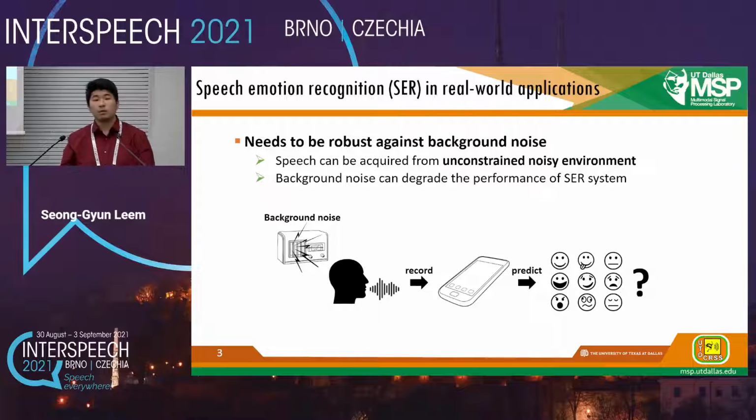So, improving the noise robustness for speech emotion recognition is really important to increase the applicability of speech emotion recognition system.